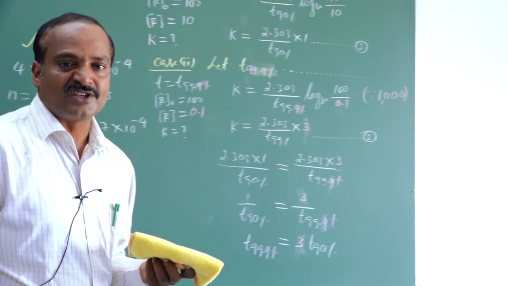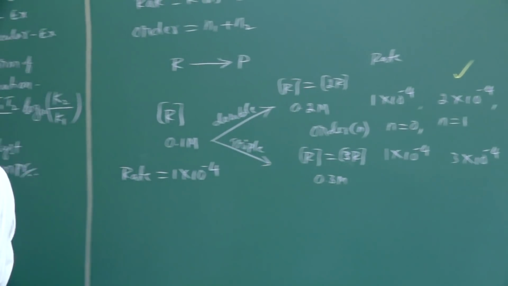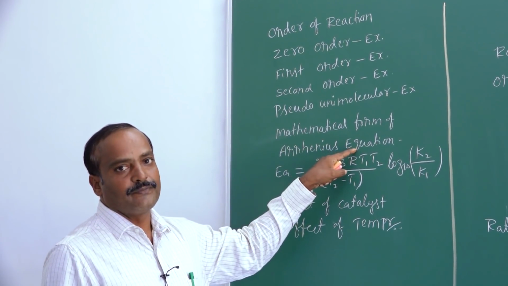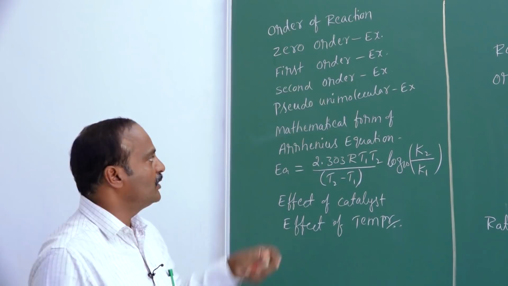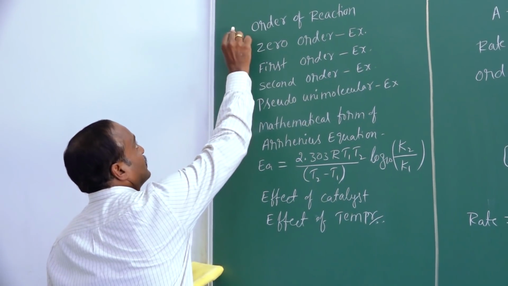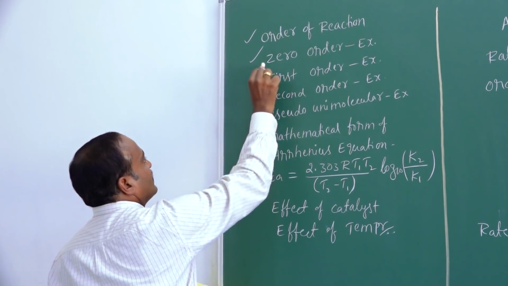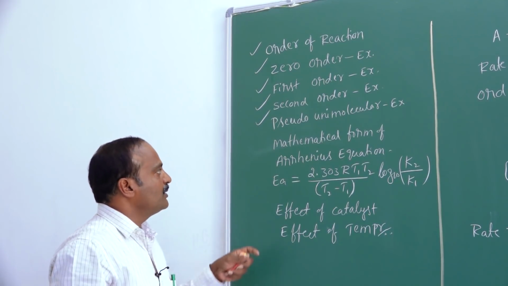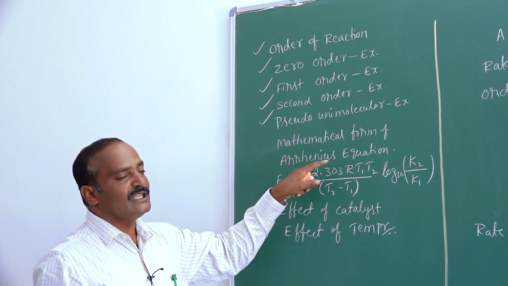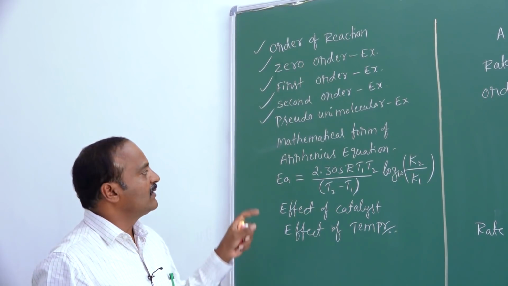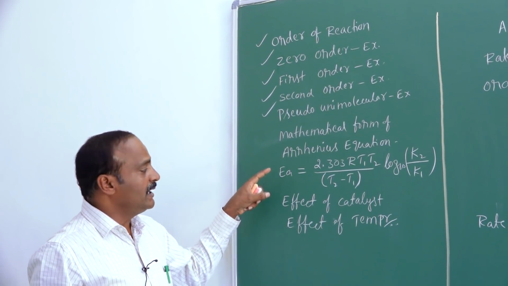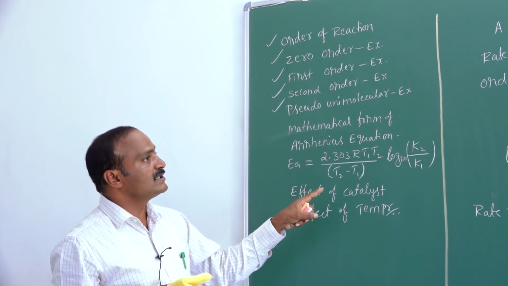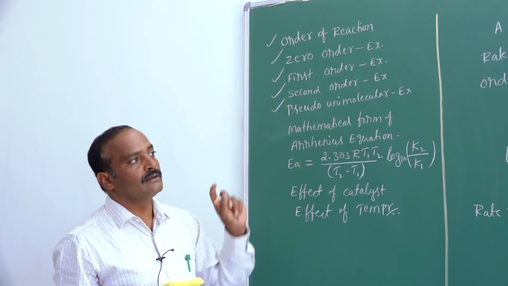Next concept, the mathematical form of Arrhenius equation. Already we have discussed order of reaction, zero order reaction, first order reaction, second order reaction, pseudo first order reaction. Next concept is the mathematical form of Arrhenius equation. What is the mathematical form? Ea is equal to 2.303 R T1 T2 divided by T2 minus T1 log base 10 K2 by K1.